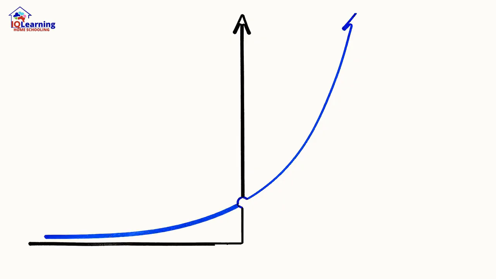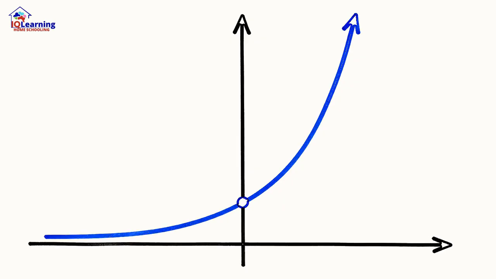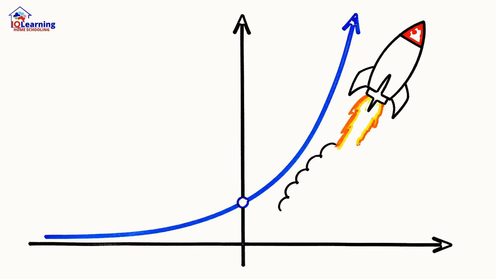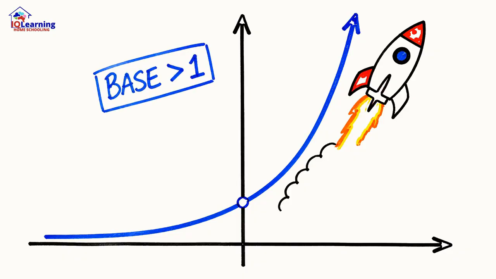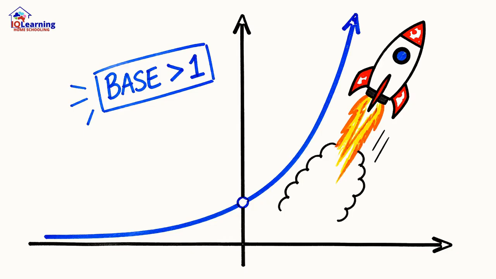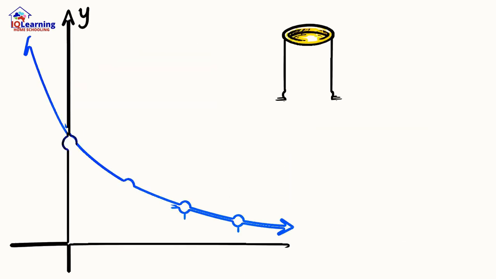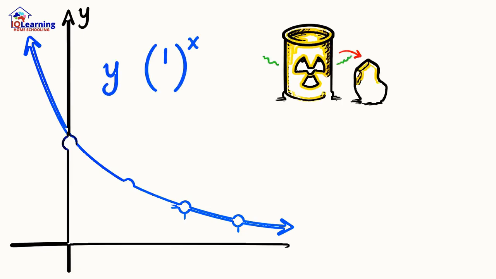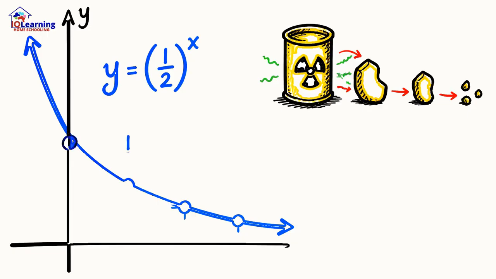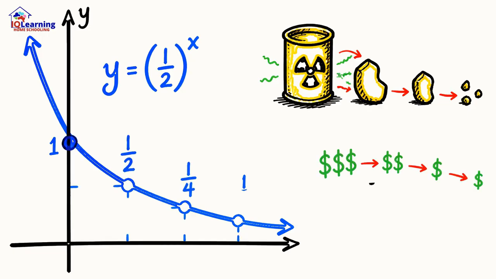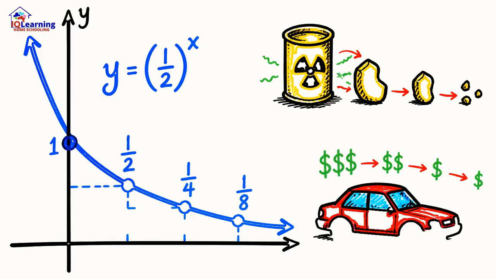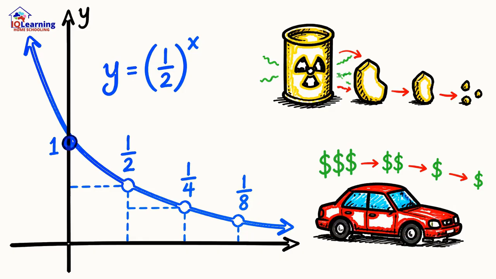The destiny of this curve is sealed by its base. If the base is greater than 1, like 2 or 1.05, you get that explosive growth. The graph rises steeply to the right. But if the base is a fraction between 0 and 1, like 1/2, you get the opposite, exponential decay. The graph falls from left to right, modeling things like radioactive half-life or a car's depreciating value.